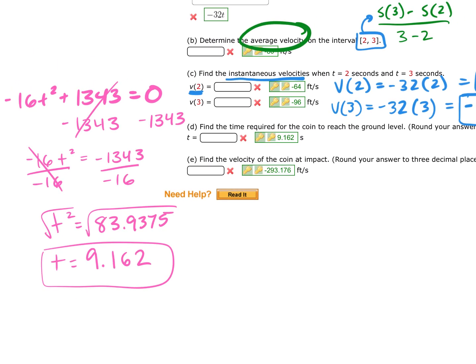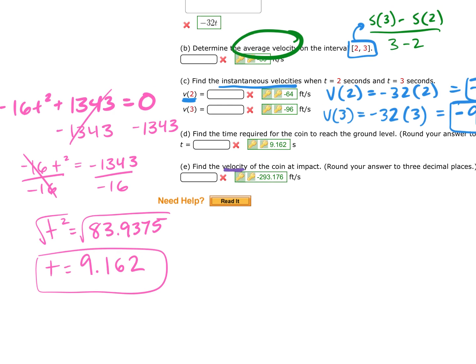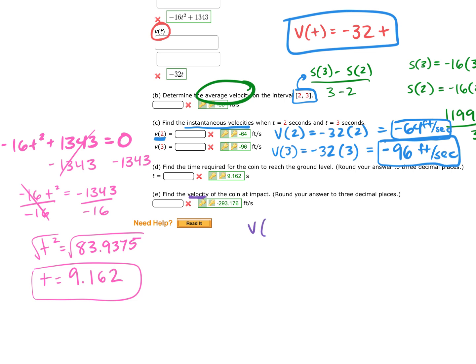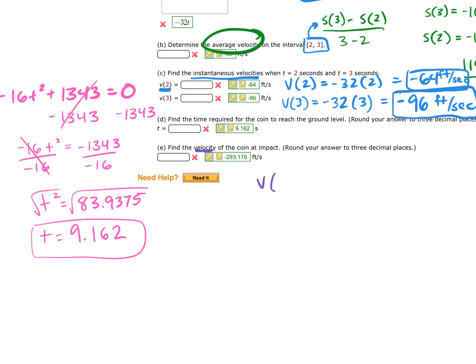For E, it says find the velocity of the coin at impact. So velocity, we're using our derivative, so that would be v of t. But what are we going to plug in for t here? When is impact? When it hits the ground, which is what we just found. So v of 9.16. I think WebAssign wants the whole decimal that we plug in, so it was 9.16174. I'll leave it here.